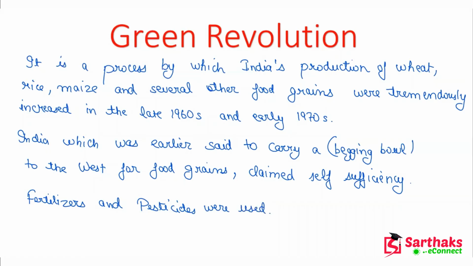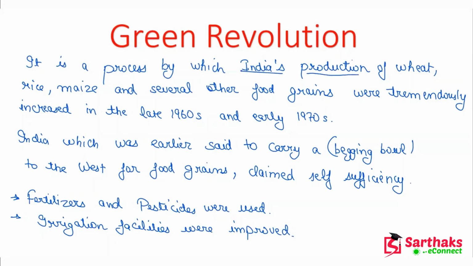Fertilizers and pesticides were used. Irrigation facilities were improved. So this is how the green revolution takes place. It is a process in which India's production of wheat, rice, maize, and several other food grains were tremendously increased.